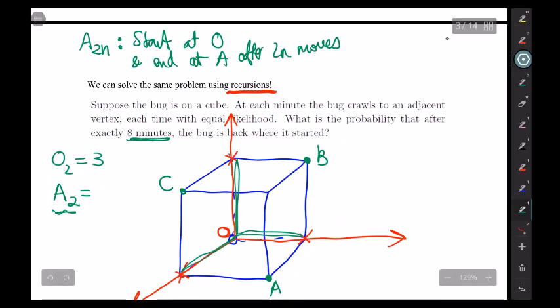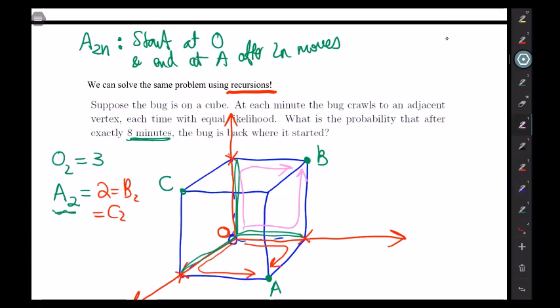If you start at O, you can either go like this, or you can go like that. There are really 2 ways, which is the same thing for B2 and C2 due to symmetry. Do you guys agree? So for B2, you can follow the pink path, or go like that. After 2 moves, there are 2 ways, starting at the origin, to end up at B. Okay, so that's pretty good. So we have the initial few conditions.